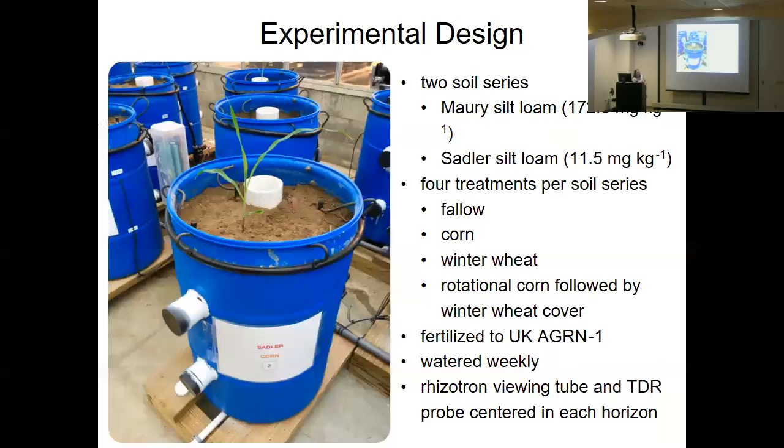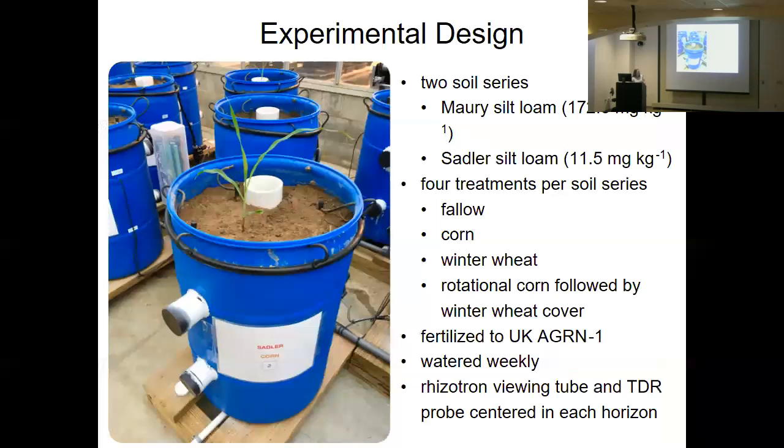After the two soil series were established, we have established 4 treatments per soil series: a fallow treatment under which no plants will be grown over the next 3 years, a corn-only treatment, a winter wheat-only treatment, and a rotational treatment in which corn is followed by a winter wheat cover. They were fertilized according to AGRN1 standards as well as limed, with the exception that no phosphorus fertilizer was added. We wanted to maintain the current phosphorus concentration of those soils. They are watered weekly, and we have adjusted their watering so that the annual rainfall in Lexington is what they receive in the mesocosm facility.